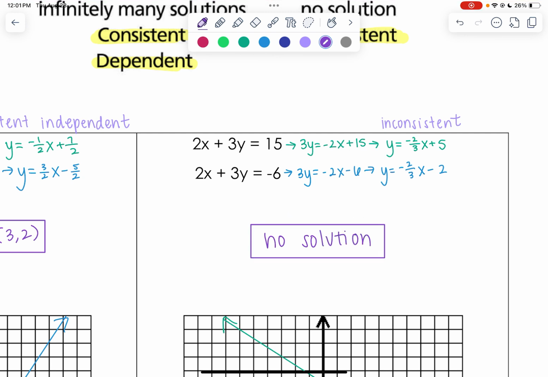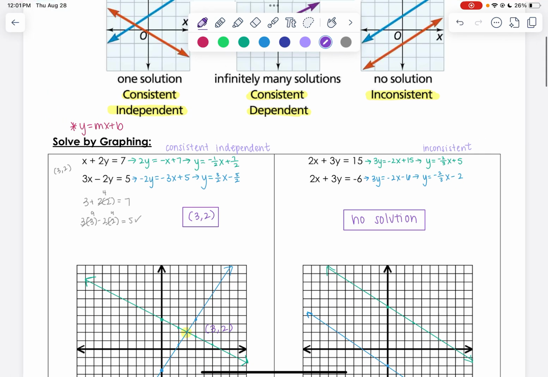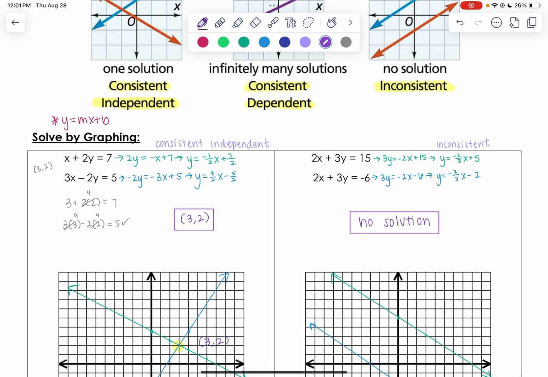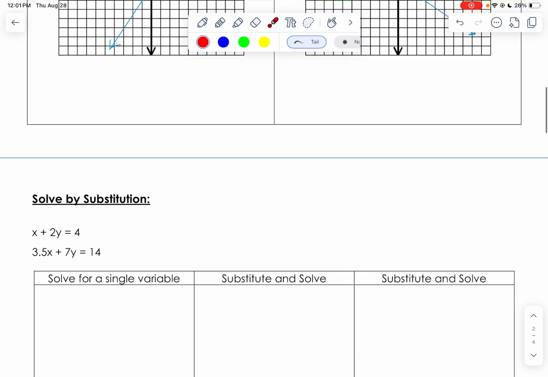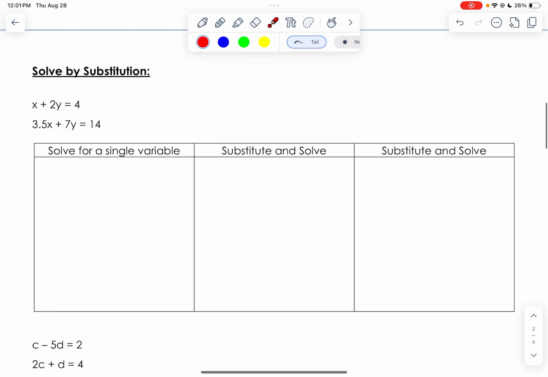Now, this is solving by graphing, which is nice when you have an x and a y, or it's in slope-intercept form already, or you can kind of see it right here. What we're going to talk about next is solving by substitution. Substitution means to replace something. So how we do this is we solve one for a single variable, we substitute, we replace and solve, and then we're going to substitute and solve again.